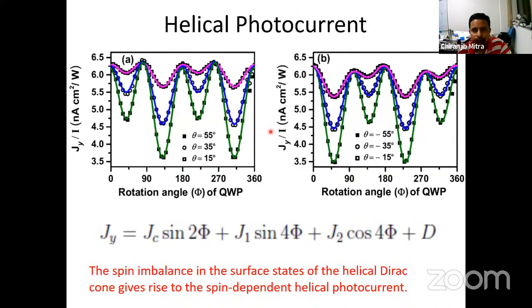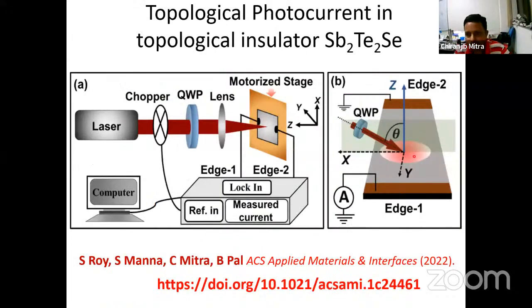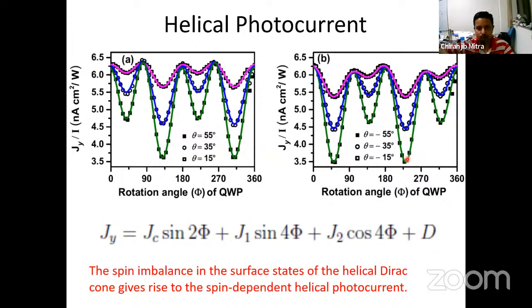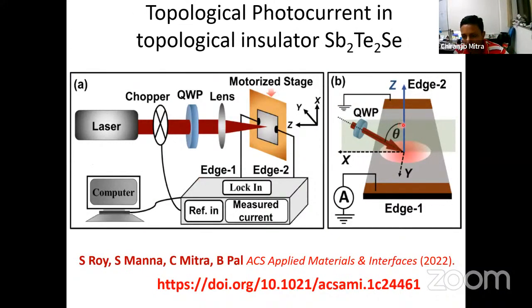So this is the helical photocurrent. Let me explain. As I mentioned, JY, the photocurrent, was measured along the y-axis, which is basically normal to the incident plane of the light. So what is this angle theta? This angle theta is the angle the beam makes with the normal to the surface of the sample. This was also varied.